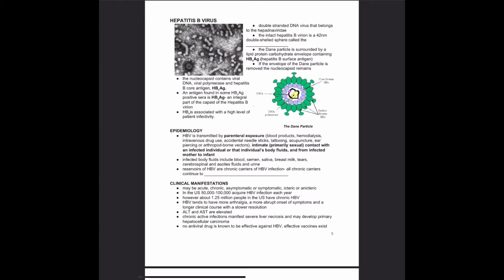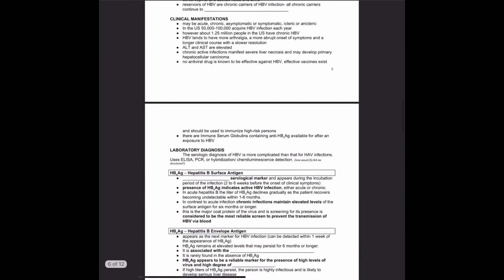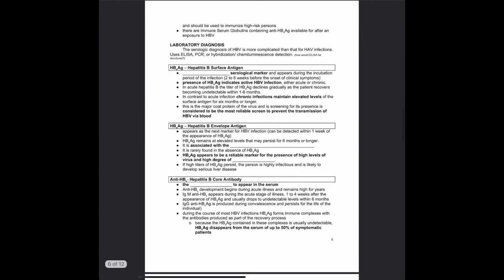The clinical manifestations can be acute, chronic, asymptomatic, or symptomatic. In the US, 50,000 to 100,000 people acquire hepatitis B each year. However, about 1.25 million people in the US have chronic hepatitis B. You typically have elevated ALT and AST, and no antiviral drug is known to be effective, but vaccines do exist.